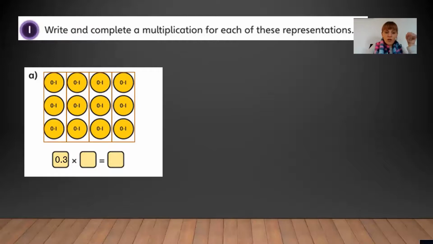I've got it 4 times, which means I'm multiplying it by 4. So have you seen how I've done that? I've thought, right, there's 0.3 in total, and there's 4 lots. So my calculation is 0.3 times 4. Now I'm going to think of my known fact, which would be 3 times 4 is 12. But because I'm multiplying by 0.3, I've got to make it 10 times smaller. So my answer would be 1.2.